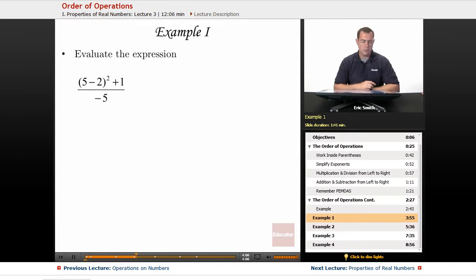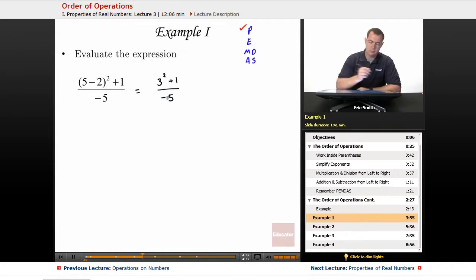So this one is 5 minus 2, the quantity squared, plus 1, all over negative 5. I'll also write down PEMDAS. This will act as our roadmap as we're going through the problem. So I want to look for grouping symbols or parentheses to see where I need to start. Well, that 5 minus 2 looks like a good area, so we'll do that first. 5 minus 2 is 3. Okay. About the only other grouping that I'm really concerned with is the top and bottom of the fraction. There's only one thing on the bottom, so I'm really just going to now focus on the numerator.